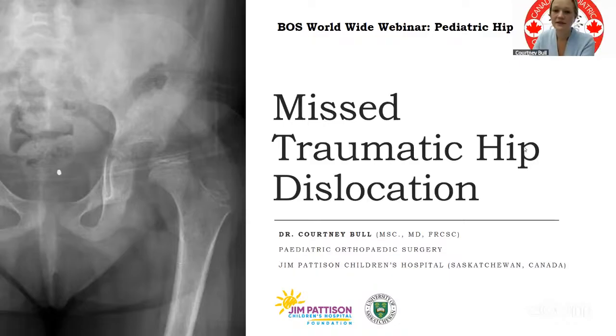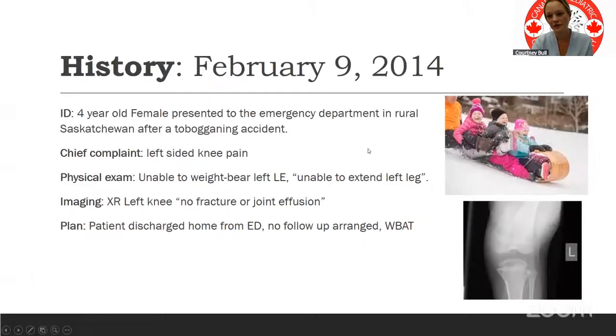All right, so this is a case on a missed traumatic hip dislocation. I'm going to take you back to before I was even done medical school, in 2014. A 4-year-old female presented to the emergency department in a rural Saskatchewan area after a tobogganing accident. She presented with left-sided knee pain. She was unable to weight bear and unable to extend the leg on exam.